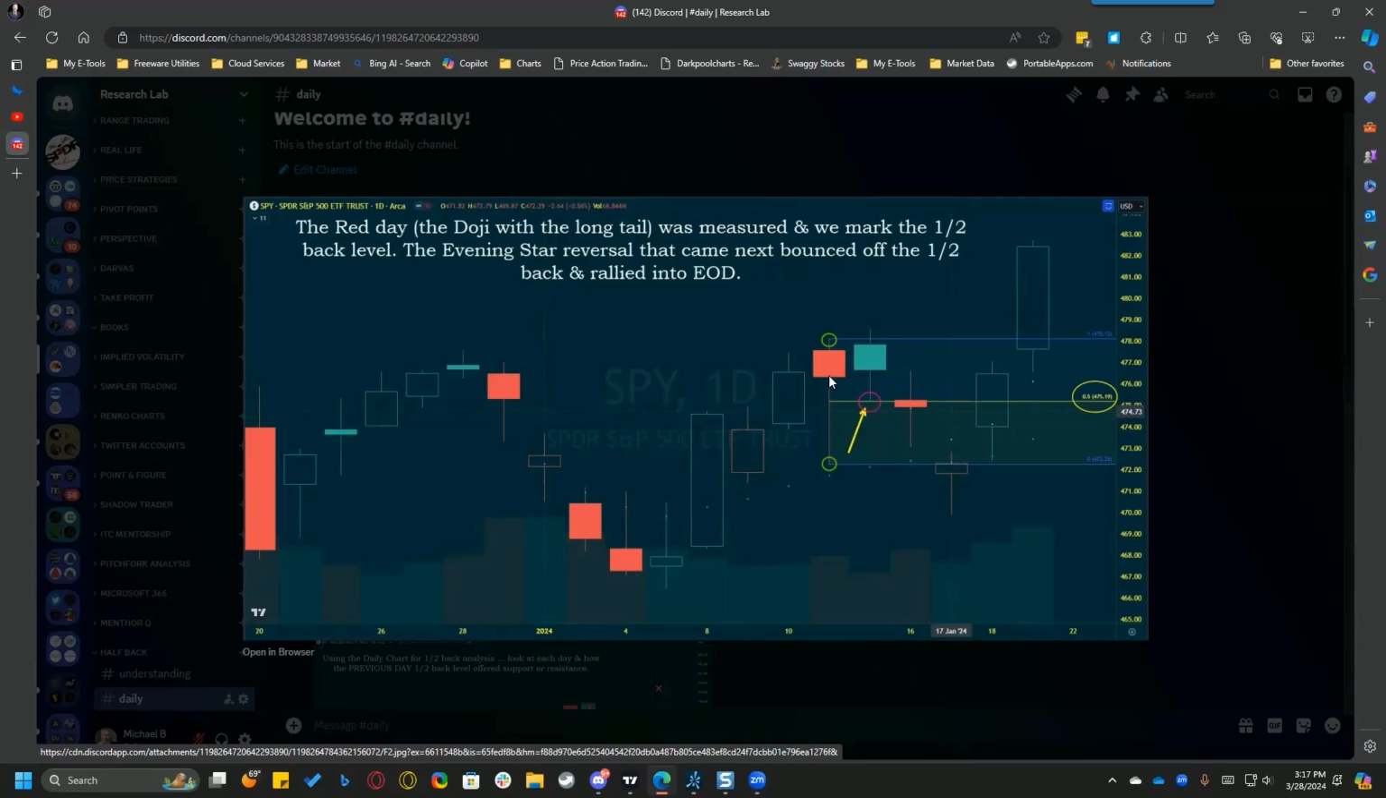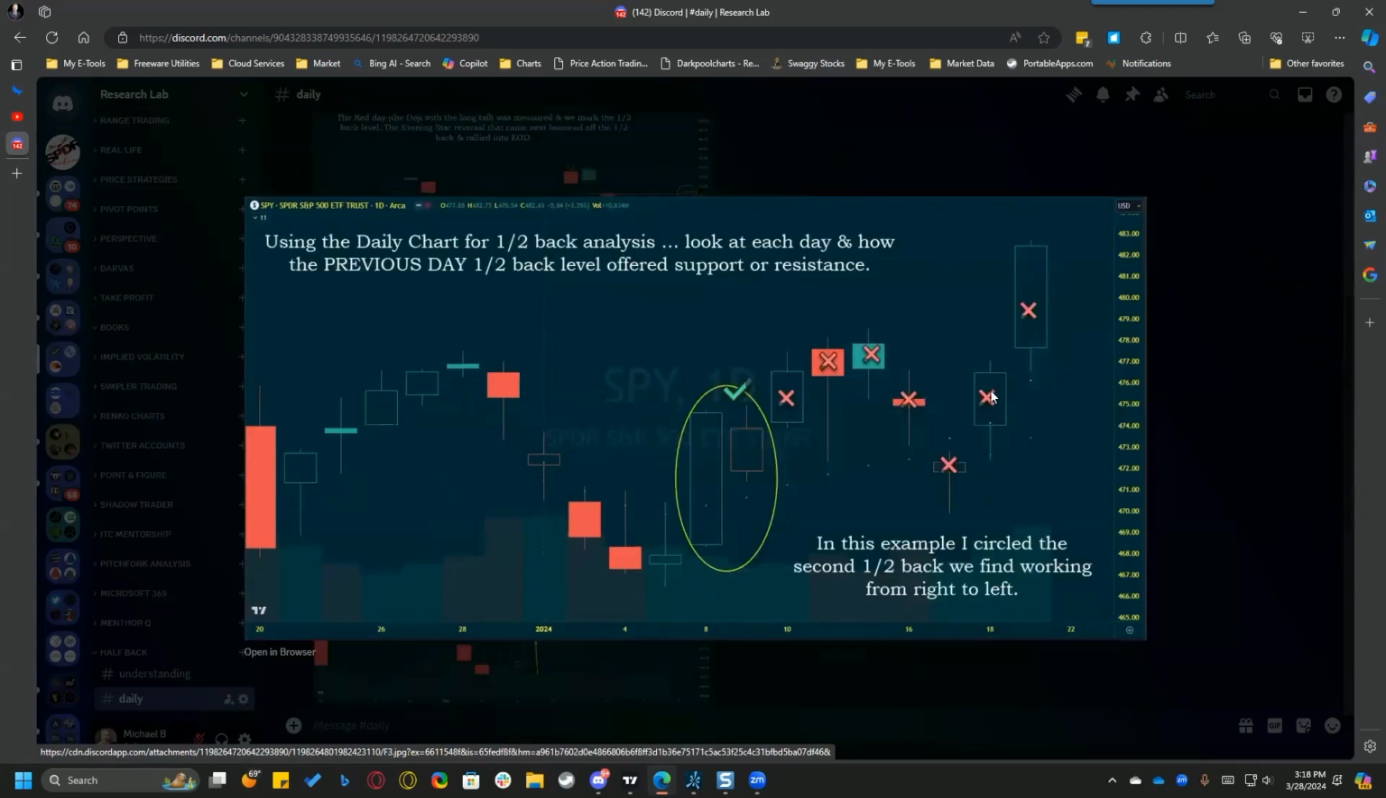We closed here and the market gapped up, tried to break out and failed, fell all the way down, bounced on that halfback level, rallied all the way back up, and closed higher than the previous day's close. So that halfback worked. Here we've got another one. I went ahead and continued to mark out the ones we don't want to look at. We had this crazy big bullish bar. And in this example, I circled the second halfback we found because we had the first one already.